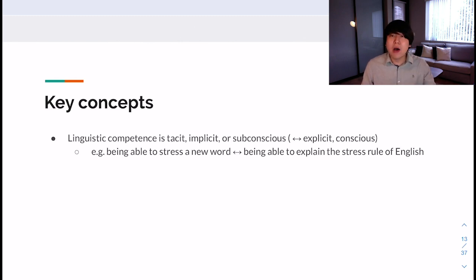You know how to ride a bike, but you don't know how each single mechanical part in the bicycle works physically and in an engineering sense. That's the distinction: when we say linguistic competence is tacit and implicit, compared to when we say something is explicit and conscious.